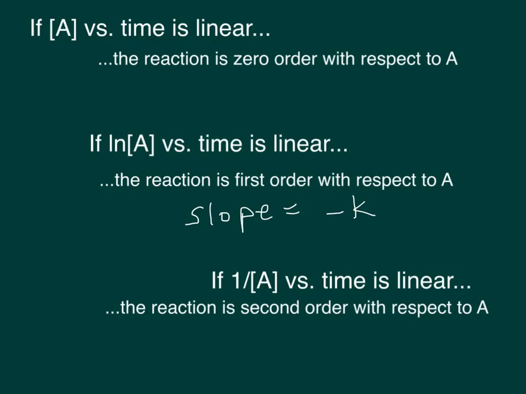If that graph, natural log of A versus time, isn't linear, we can graph the inverse of concentration versus time. And if that's linear, the reaction is second order with respect to A, and the slope of that graph will give us the value of the rate constant, k.